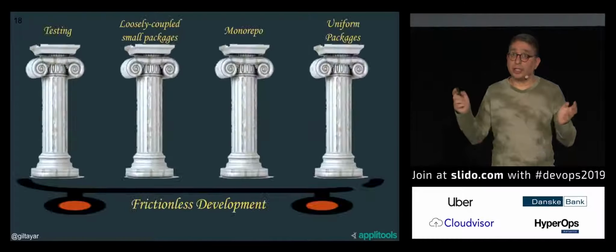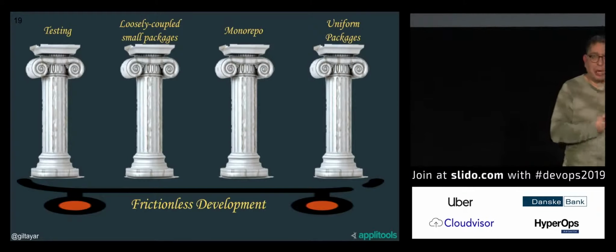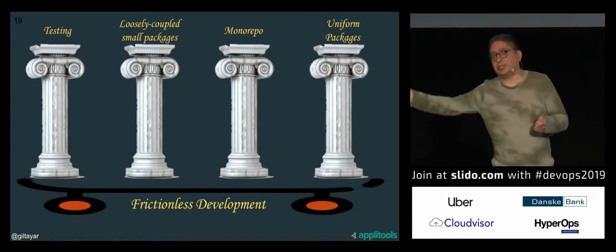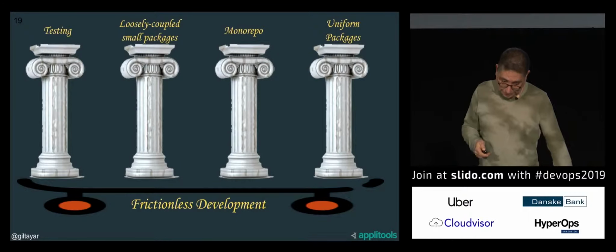I call it frictionless development. It's where the development is very, very frictionless, where you're writing code and it goes quickly to production without any friction whatsoever. Well, not a lot, at least.